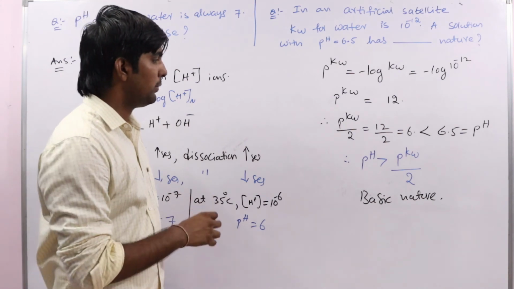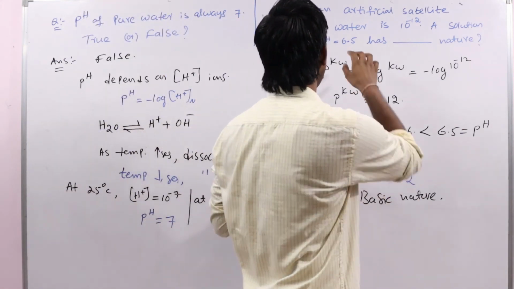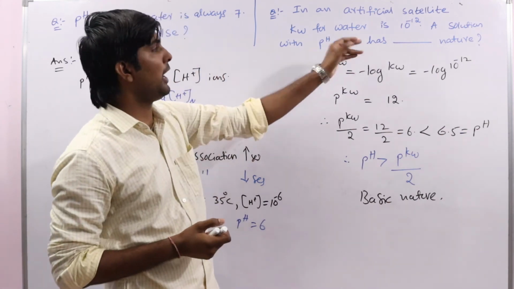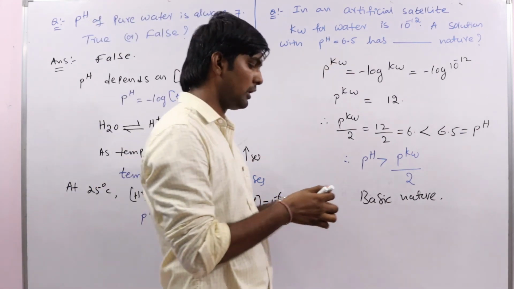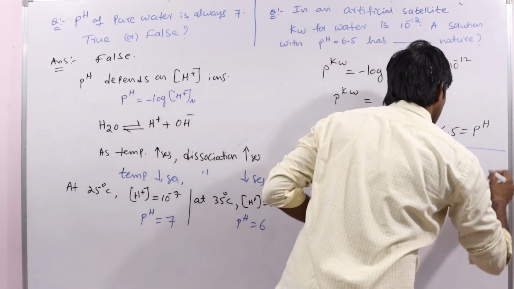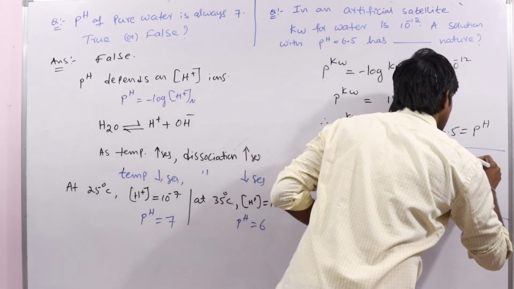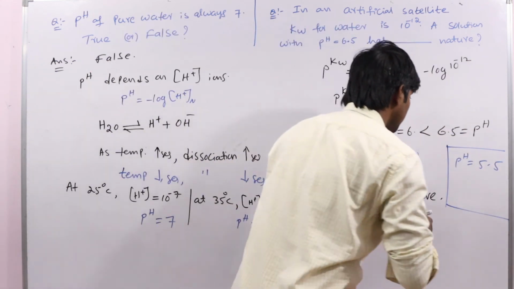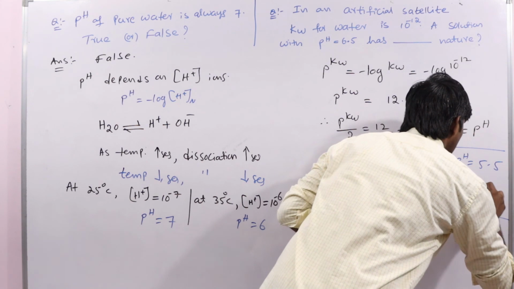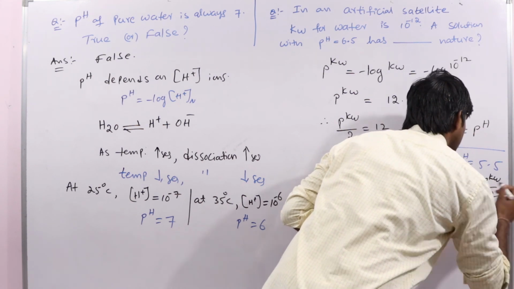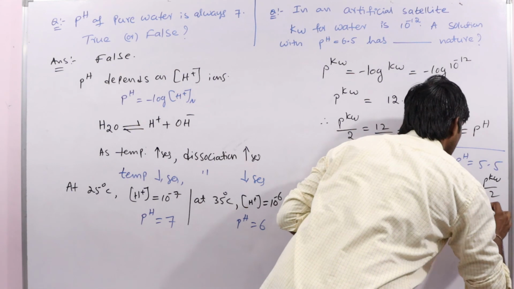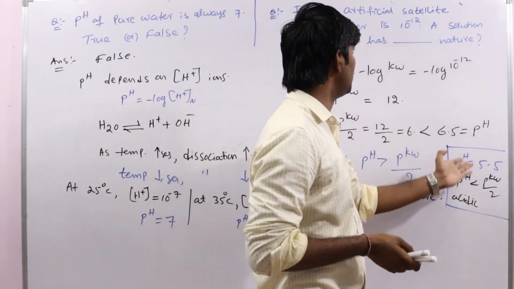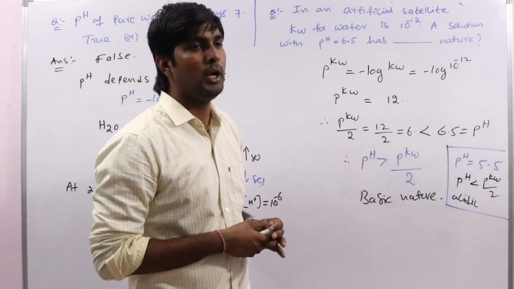Very important. In the same case, suppose they have given pH equal to 5.5, for example. Same question, pH equal to 5.5. Now pH is less than pKw by 2. Yes or no? Now it is acidic nature. Clear? So in this way we can solve. If you understand the concept, whatever the value is, we can simply apply it.